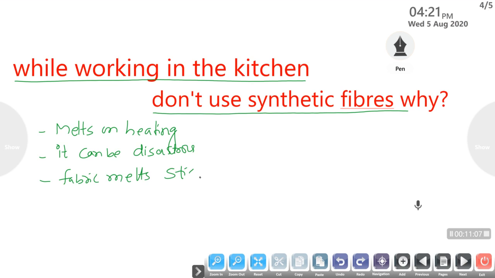When the fabric melts, it sticks to the body. It sticks to the body and it will damage our body, because when the synthetic fibers melt on heating, they may stick to our body. That's why our body will be damaged by this melting synthetic fiber. That's why keep in mind that while working in the kitchen, don't use synthetic fibers. And also you should suggest to your mother, Ma, please don't use synthetic fibers in front of the stove, that is, in the kitchen.